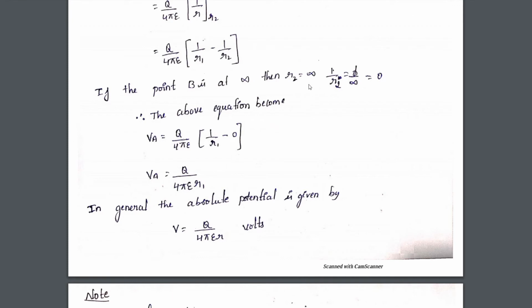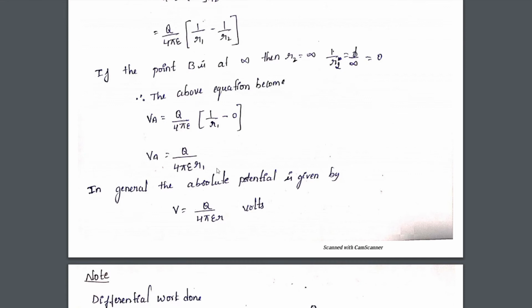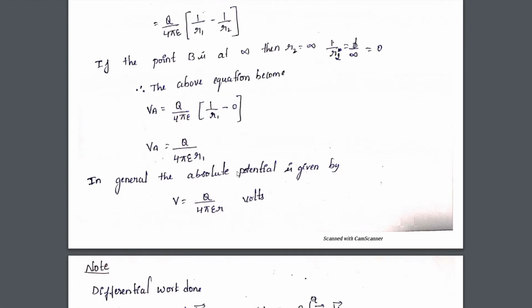Once B is at infinity, the corresponding distance, that is R2, will be equal to infinity. Then 1 by R2 will be 1 by infinity, that will be equal to 0. So if you substitute this value in the above equation, this potential difference VAB will convert to absolute potential, that is VA, because B will be removed because it is somewhere at infinity. So VAB is converted to VA. So what you get? Q by 4 pi epsilon 1 by R1, and the second term will become 0.